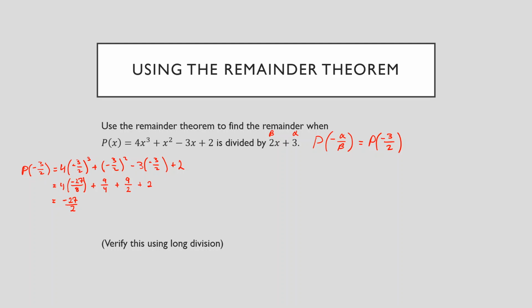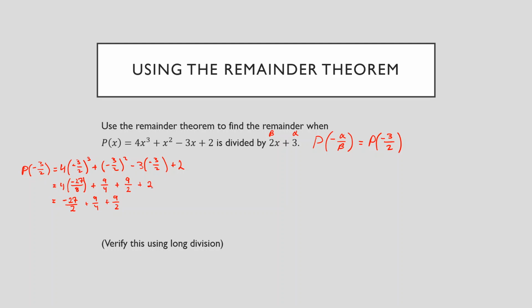Okay. You could, of course, do 4 times negative 27 and work that out. What would that be? 2, 4, 6, 8, 7, 14, 21, 28, 108, something like that? I don't know. But it's just better to reduce it straight away. Okay, plus 9 on 4, plus 9 on 2.